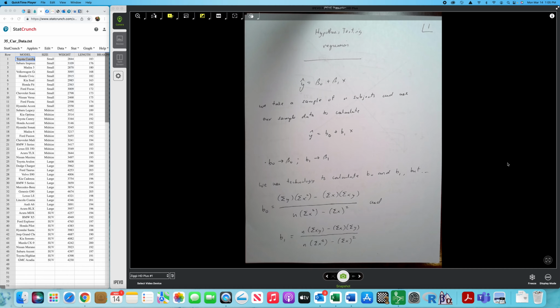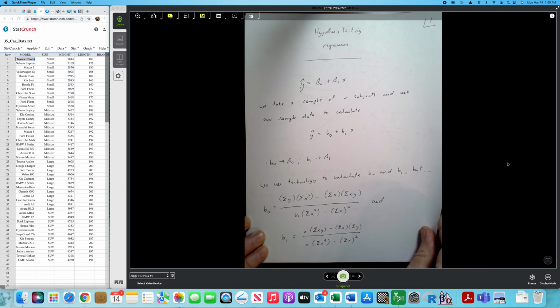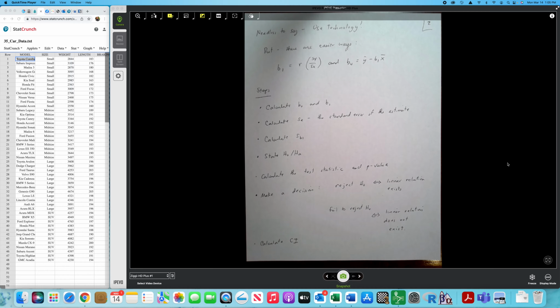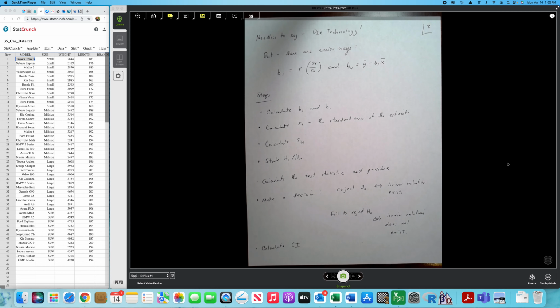Now, why do we use technology? Well, sometimes the calculation of beta 0 and beta 1 can get pretty ugly. Even though I look at this and that falls right smack dab in my comfort zone, it may not fall in your comfort zone. Now, luckily for us, there are easier ways to calculate B0 and B1, our estimated regression coefficients of beta 0 and beta 1.